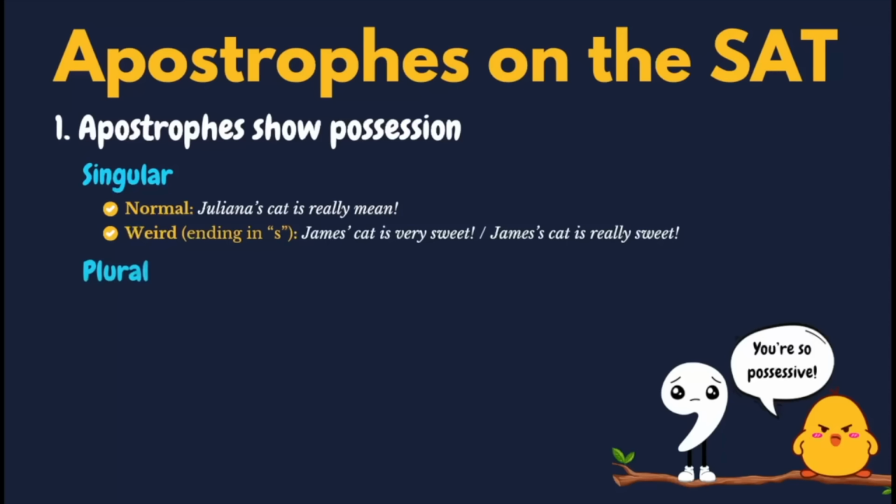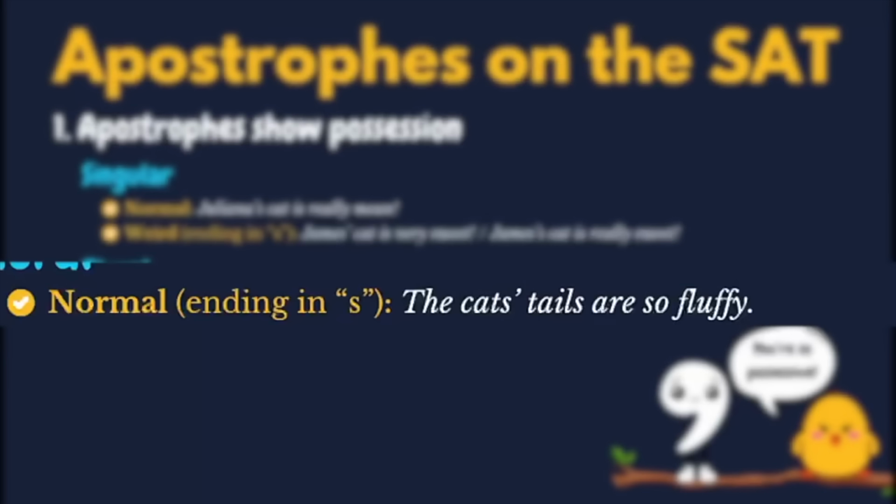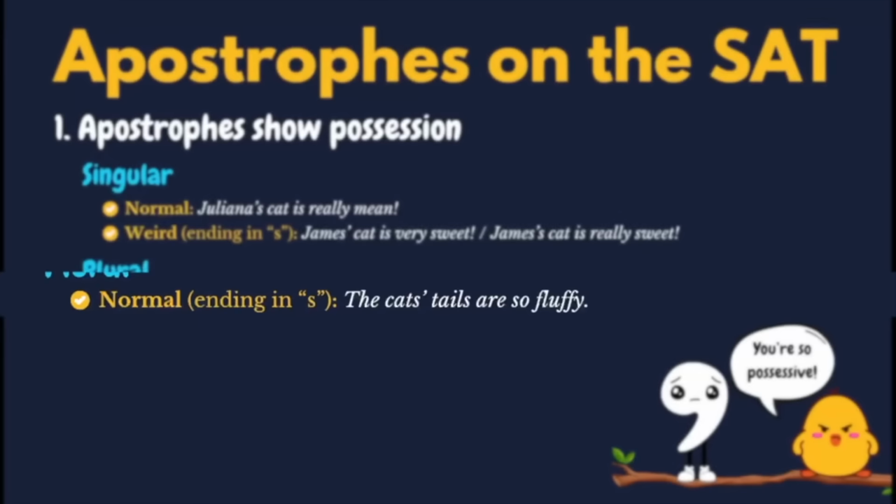Moving on to plural subjects, we've got our normal, which in this case does end in S. It's normal for this to end in S. So we could say the cats' tails are so fluffy. And because it ends in an S, we basically do the same thing that we would do with the weird singular. We add an apostrophe after the S. Keep in mind though, we do not have the option of adding that additional apostrophe S for plural endings. It's just an apostrophe at the end of the word. So the sentence here means there were many cats, all of their tails are fluffy.